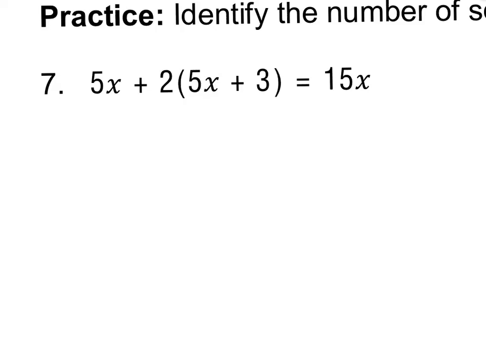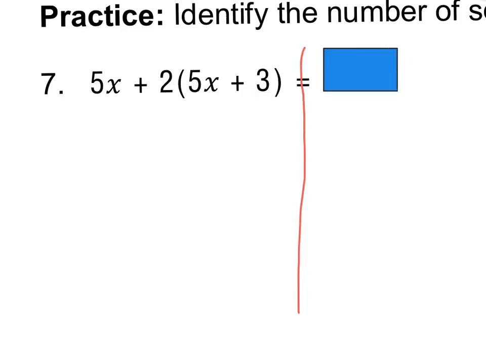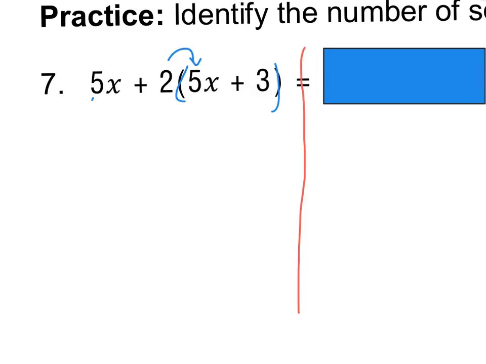Our instructions for 7 and 8 say to identify the number of solutions, so we've got to work these out. So we're going to go through the same process. We're going to draw our lines, and we're going to simplify each side. So to help us out, I'm going to cover up the right side so we can look at just the left for now. Well, I have parentheses here, so I know I need to distribute, so I'm going to rewrite my 5x, and then I have 2 times 5x, which is 10x, and 2 times 3 is 6.